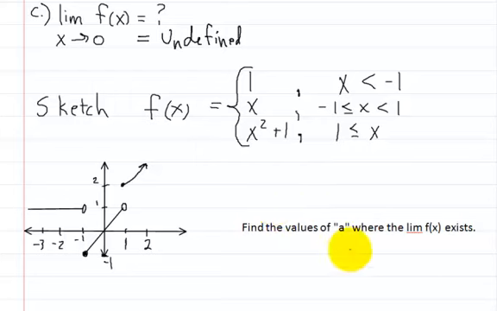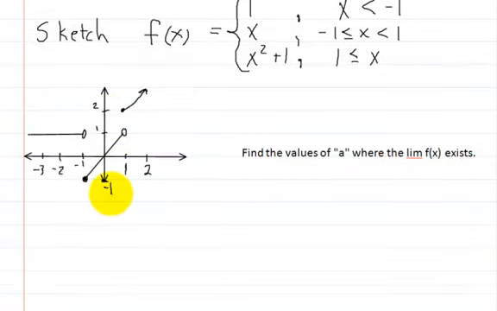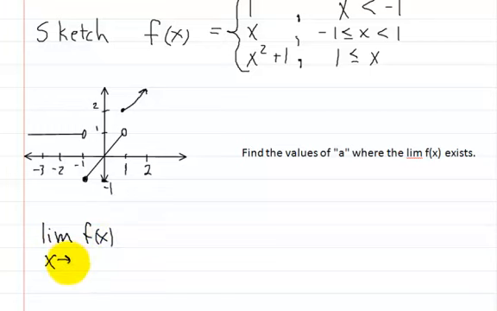Now, let's find the values of a where the limit of f of x exists. To do this one, where does it exist in here? Let's see. What's the limit of f of x as x approaches negative 1 from the left? As it's approaching negative 1 from the left, it comes to the value of 1. So this would be equal to 1.